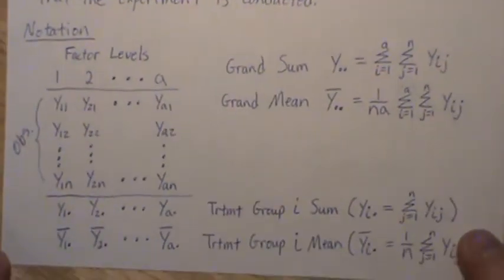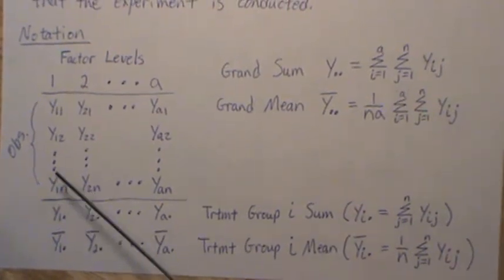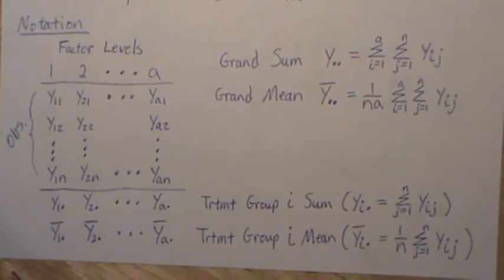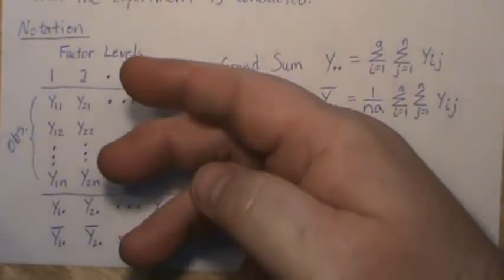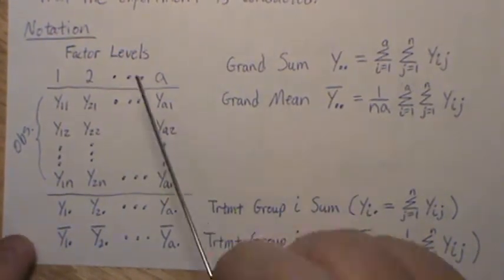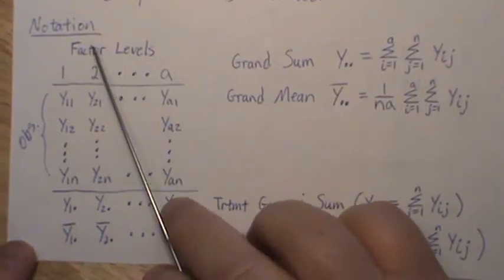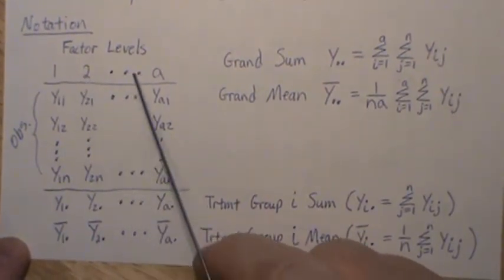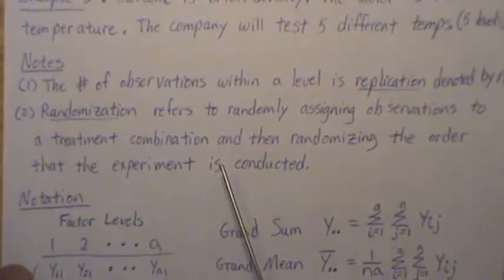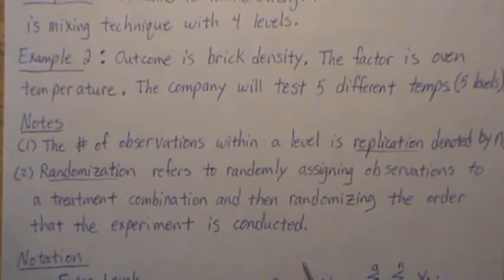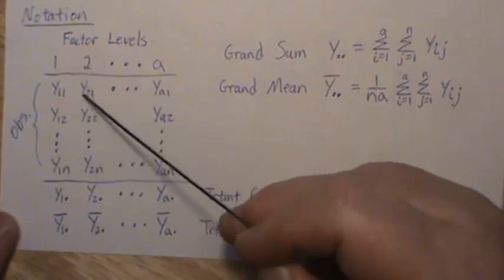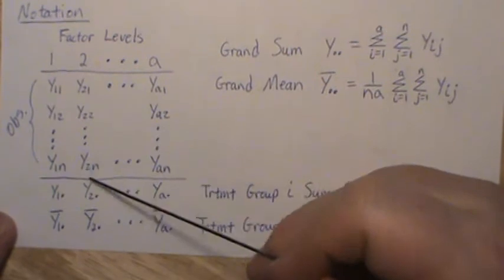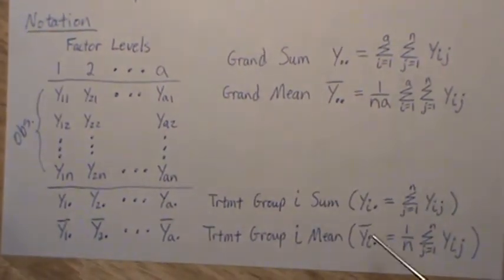So let's look at some nomenclature here. This is the way my mind thinks about it. I like it in columns. Now, I've seen tables where they have it in rows. Either's fine. So if this is the factor, for example, oven temperature, and these represent the different temperatures of the oven when studying brick density, how thick the brick is, these are the observations, so there are N replicates in each level.